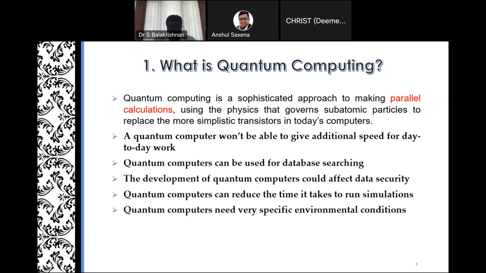Another thing, quantum computers need very specific environmental conditions, and we can't observe inside the processes while they are running, as it will damage the superposition. So this is the overview about quantum computing.